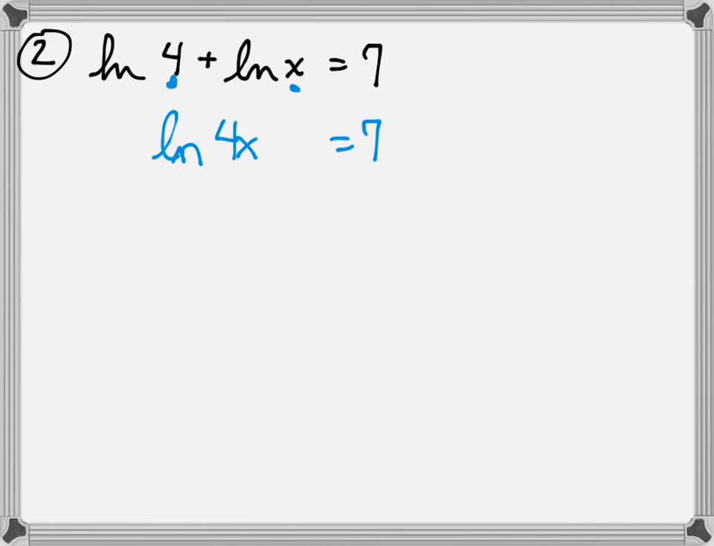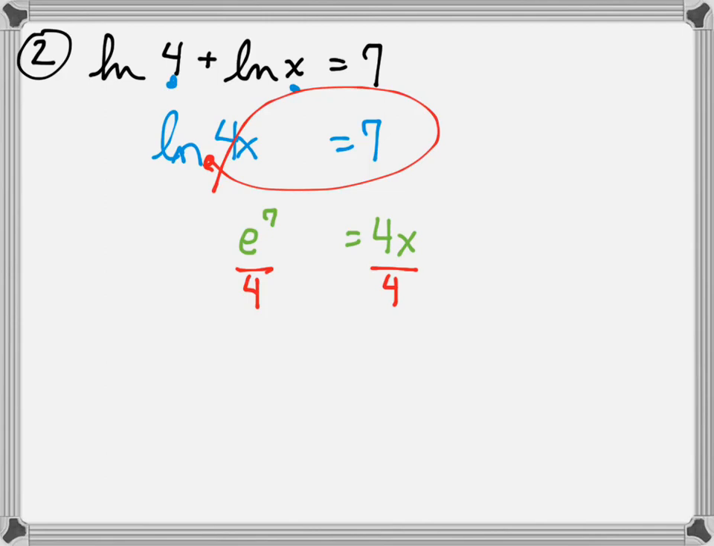Now, if we had a log only on one side, what did we do on Friday? Not set them equal to each other. That's when we had log on both sides. We went fishing. Remember, this is log base e. So e to the 7th power is equal to 4x. What would I do to solve that? How do I get x by itself? Divide by 4. So the answer is e to the 7th divided by 4 is equal to x. Done.